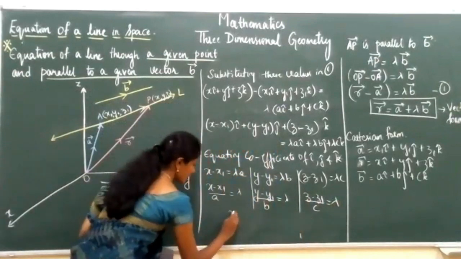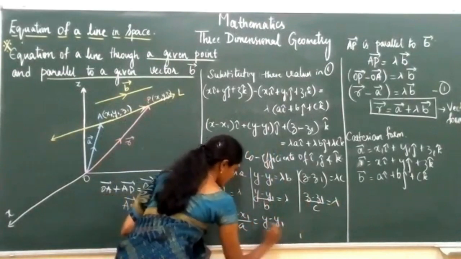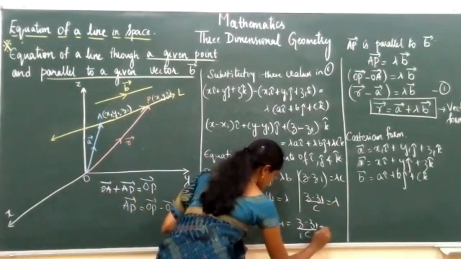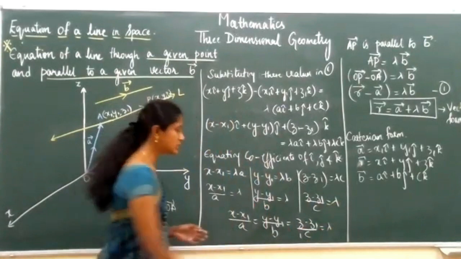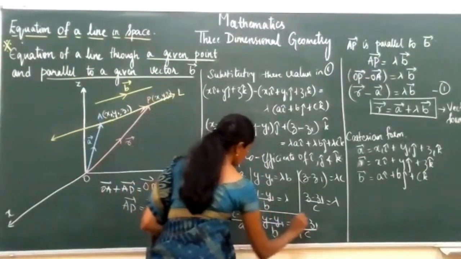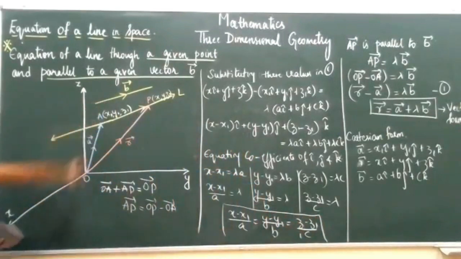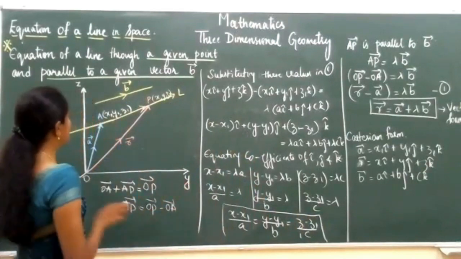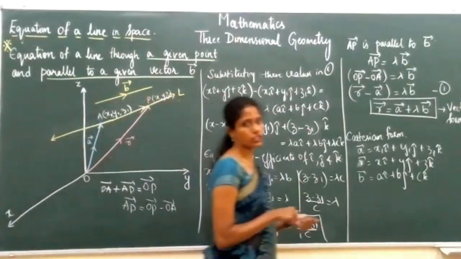So I can write this as (x minus x1) by a, which is equal to (y minus y1) by b, which is equal to (z minus z1) by c, which is equal to lambda. So this is the Cartesian form of the equation of the line passing through the point A and parallel to the given vector. If they ask for the derivation of this, you should write it for both vector form and Cartesian form.